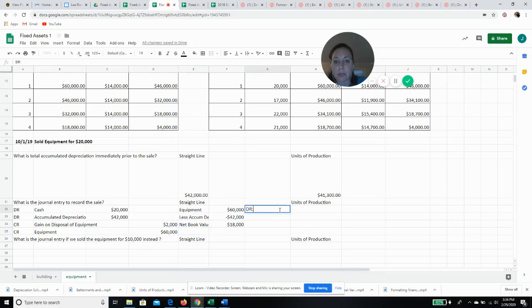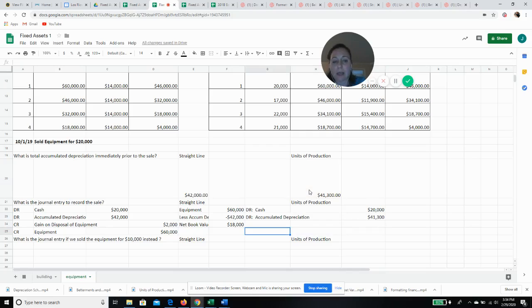So first, we are going to debit what we got, which is still cash. I'm going to debit cash because we received $20,000. Then I'm going to zero out my accumulated depreciation. And in order for you to be able to see this, we're just going to go over one column. My accumulated depreciation under units of production is 41,300. So that becomes my debit to zero out that account.